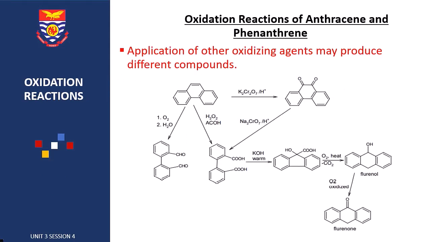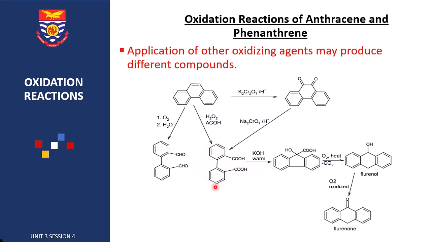The first reaction we are going to look at is the oxidation reaction of anthracene and phenanthrene. Depending on the kind of oxidizing agent used, a whole lot of different products can be produced. Here we have phenanthrene reacted with different oxidizing agents. If you react this with potassium dichromate, this is produced. Treating this structure with sodium dichromate also leads to the production of this diphenyl carboxylic acid.